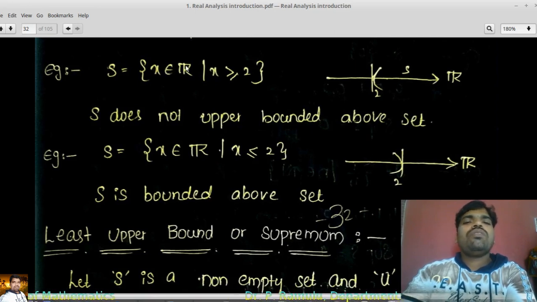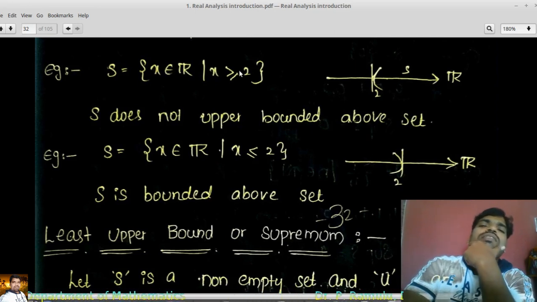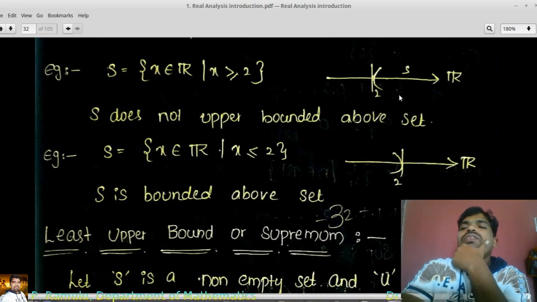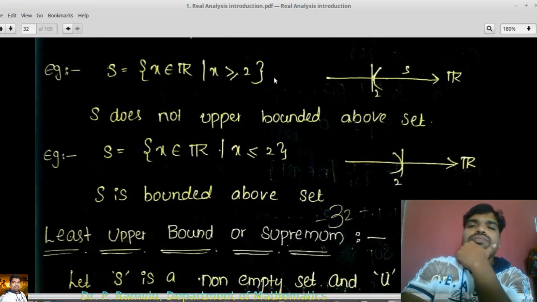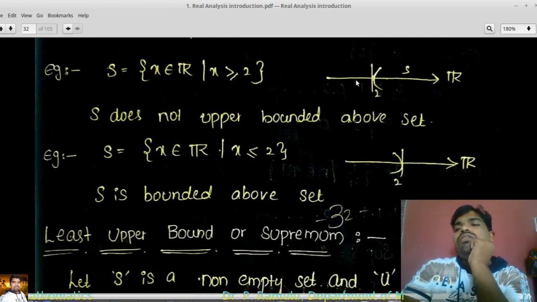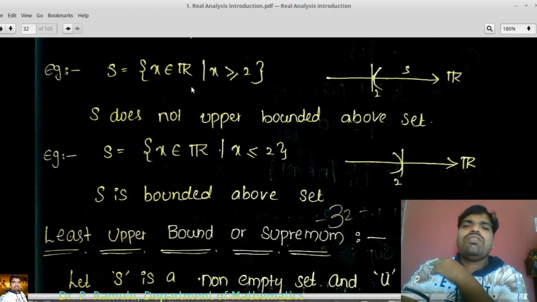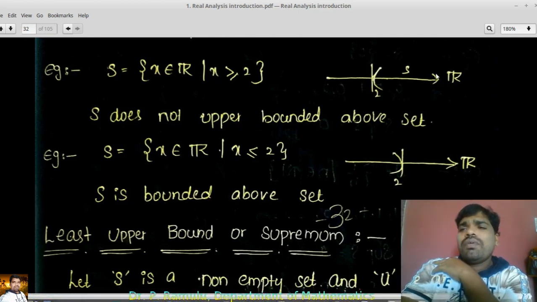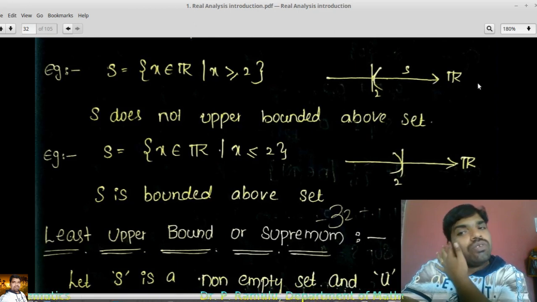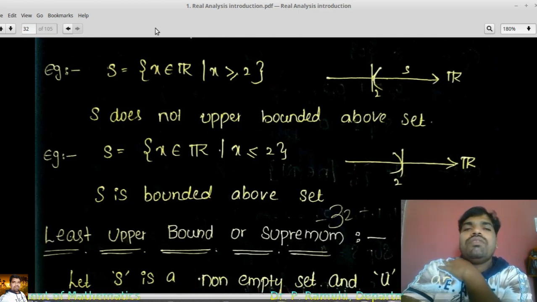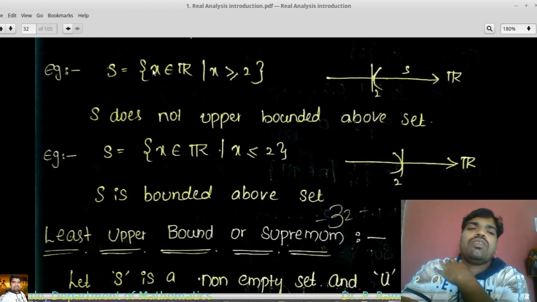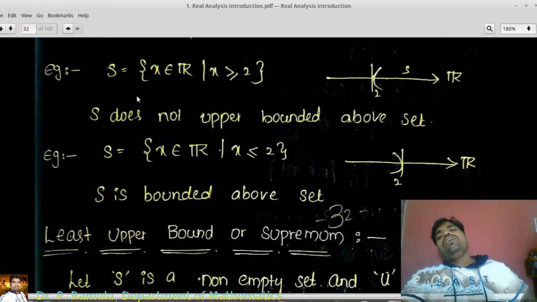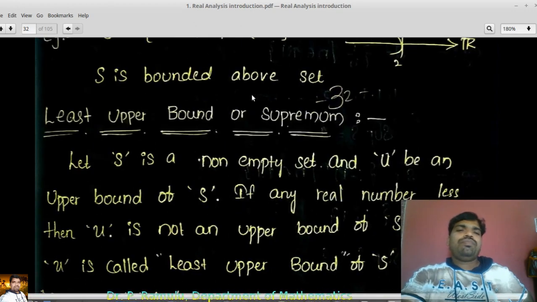If I take x belonging to R such that x is greater than or equal to 2, the elements of the set are real numbers starting from 2. All elements of the set lie on this part. So we are unable to find any upper bound here. That means the elements go to infinity, and we are unable to find one. That means S does not have any upper bounds. Therefore, S is not a bounded above set.